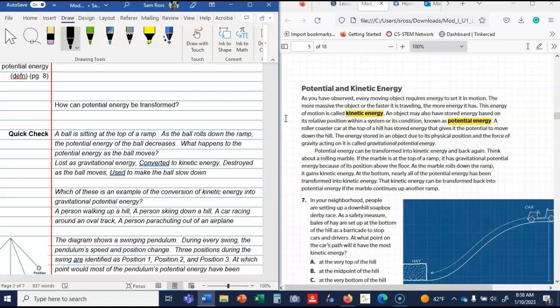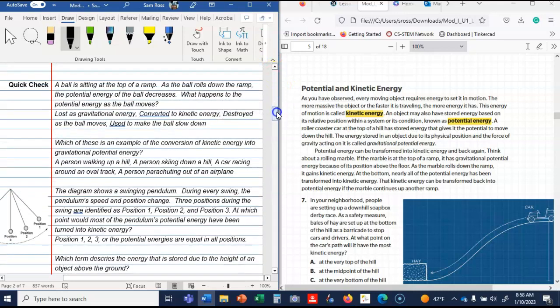So kinetic energy is transformed into kinetic energy and back. Actually, it's the first sentence in this second paragraph. Potential energy can be transferred into kinetic energy and back. The how is that it moves, but you can just say that it's transformed back and forth into kinetic energy.